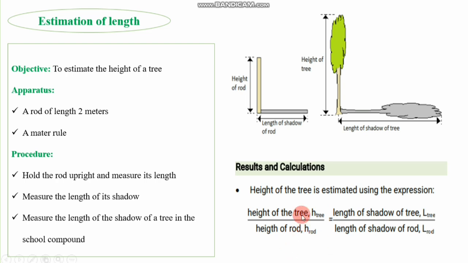The height of the tree divided by the height of the rod will be equal to the length of the shadow of the tree divided by the length of the shadow of the rod. Remember, this one gives you a constant, and this constant is equal to the value we get here. That's why we equate. Also ensure that you don't interchange. The tree should be on the top and the rod should be at the bottom. So this is the formula that we will be using to calculate. So let us look at the example.